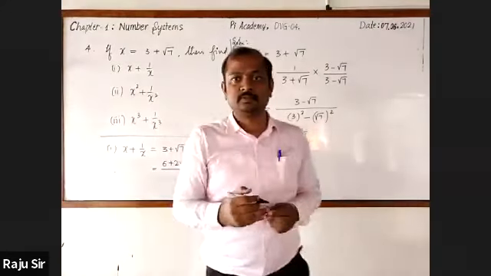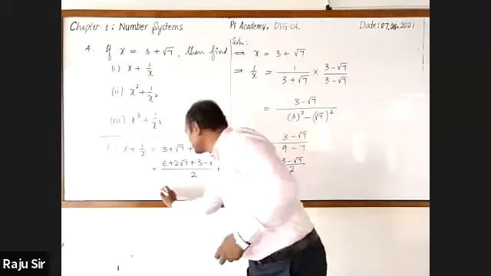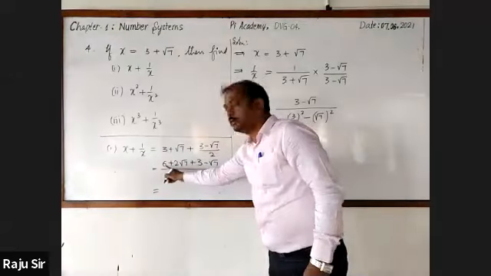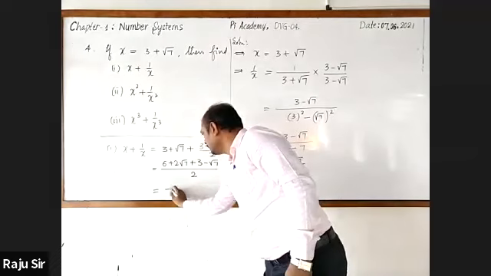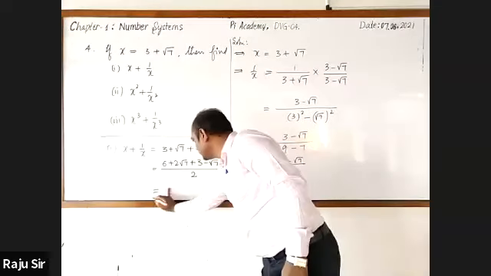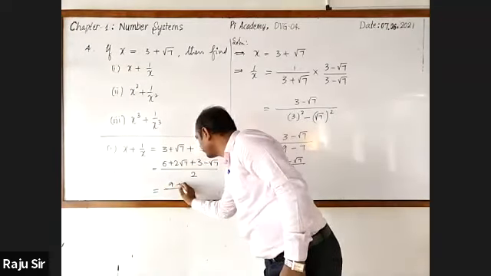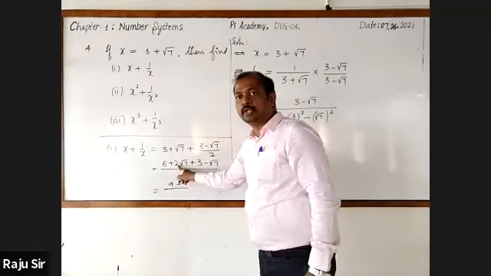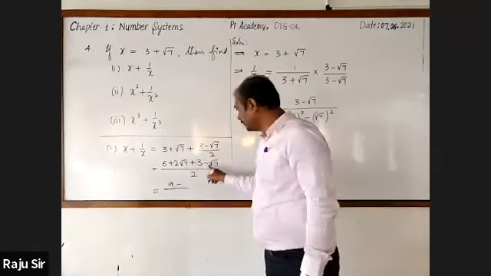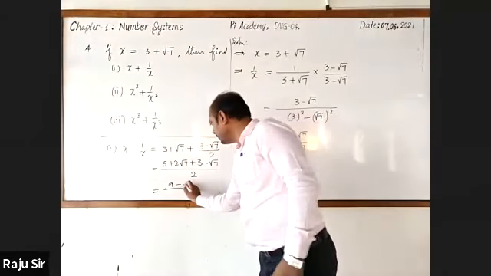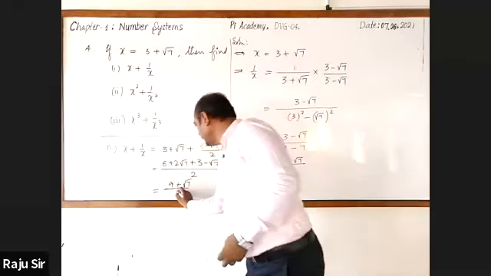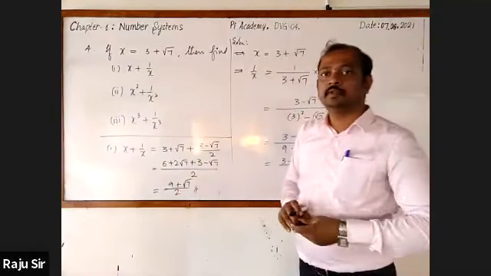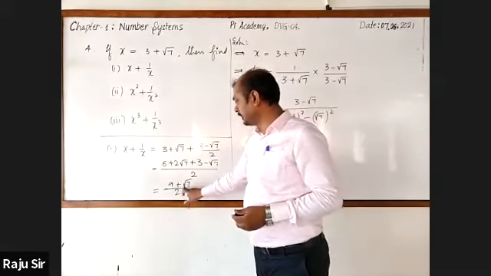Any doubts? No, sir. Okay. Now this is equal to, add the integers. 6 and 3 is there. 6 plus 3, it is 9. Plus 2 times root 7 minus 1 time root 7, it will be 1 time root 7, divided by 2. This is the value: 9 plus root 7 by 2.